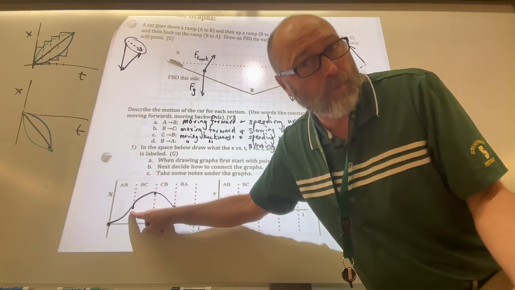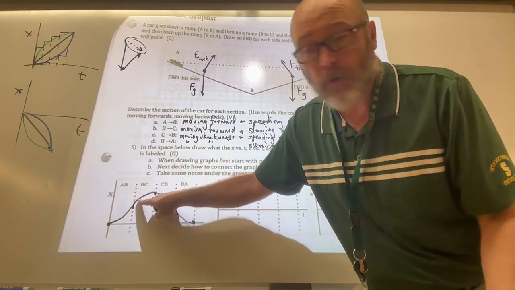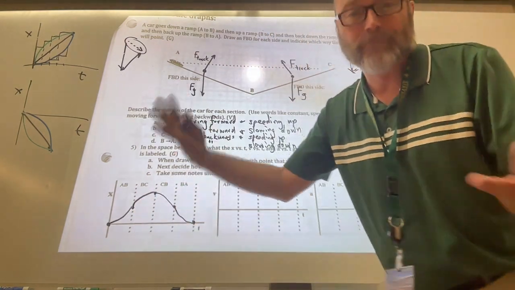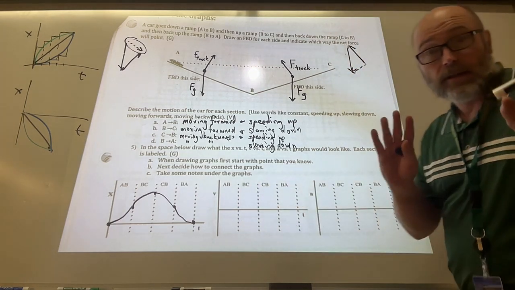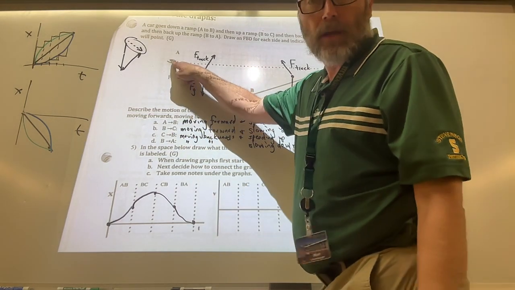Getting steeper, speeding up. Positive slope, moving forward. Getting less steep, slowing down. Hopefully that makes sense. All right, let's do our V versus T. Okay, dots first. What's my speed here?